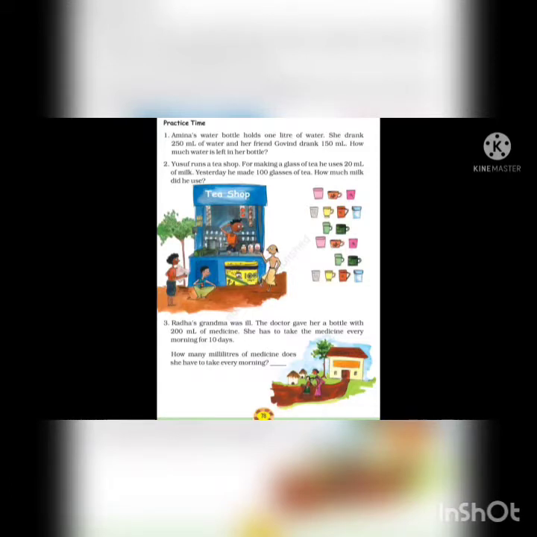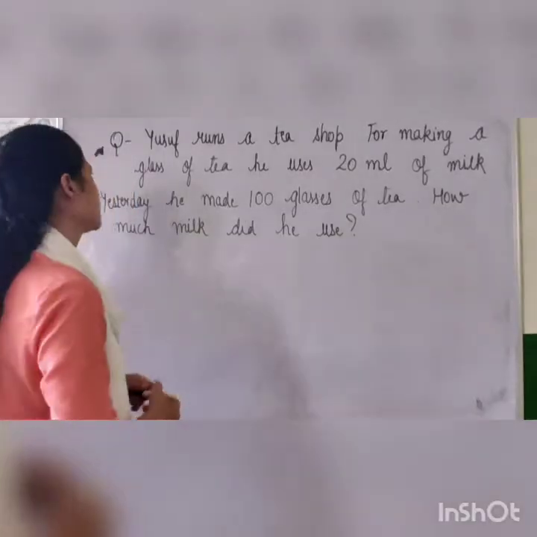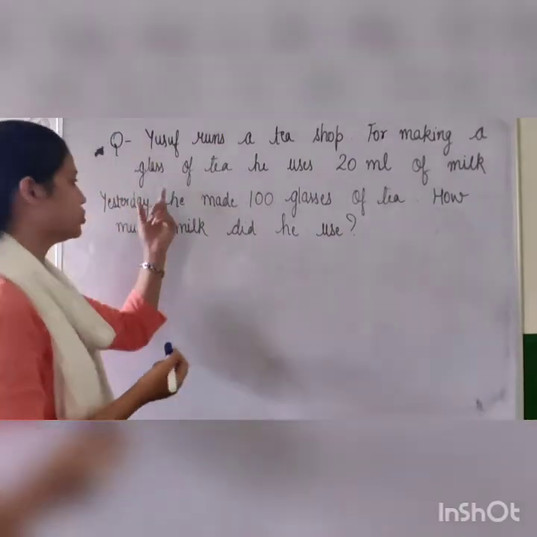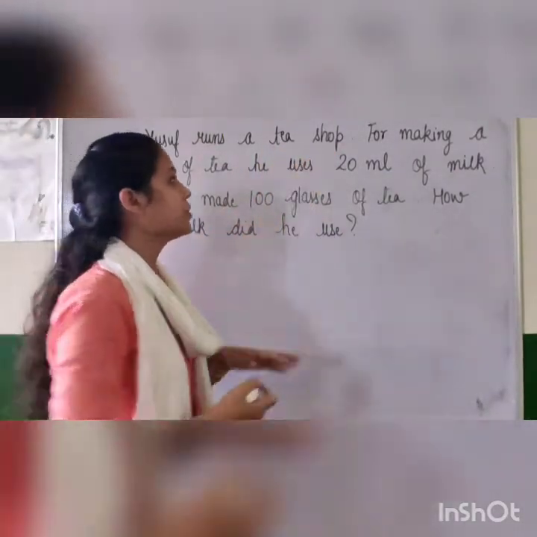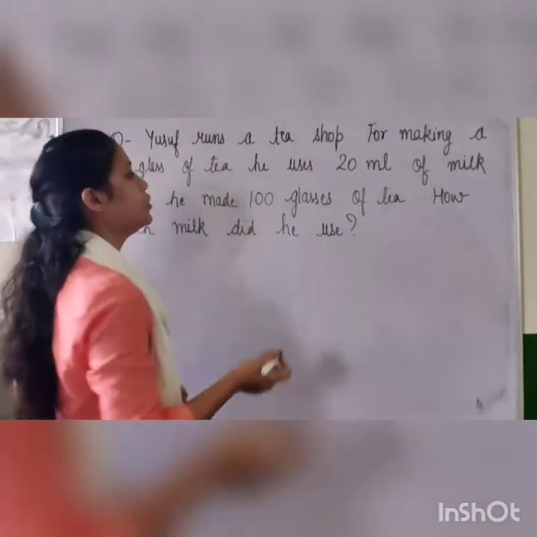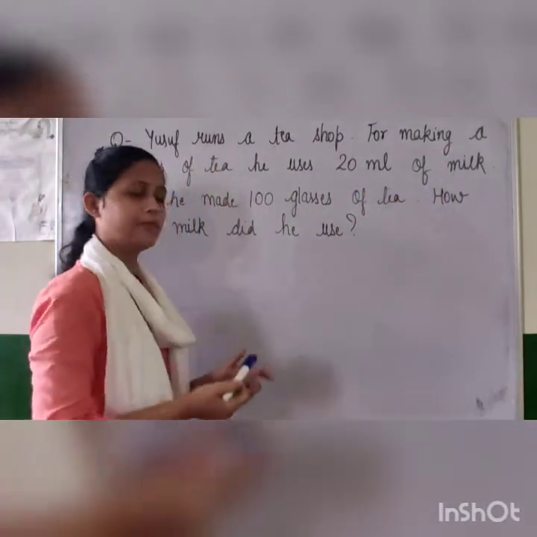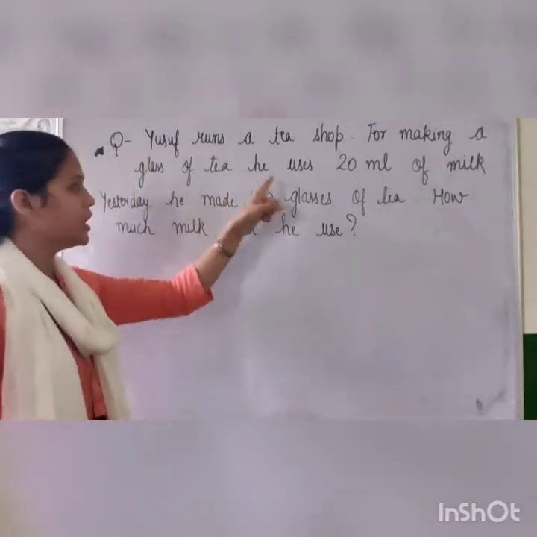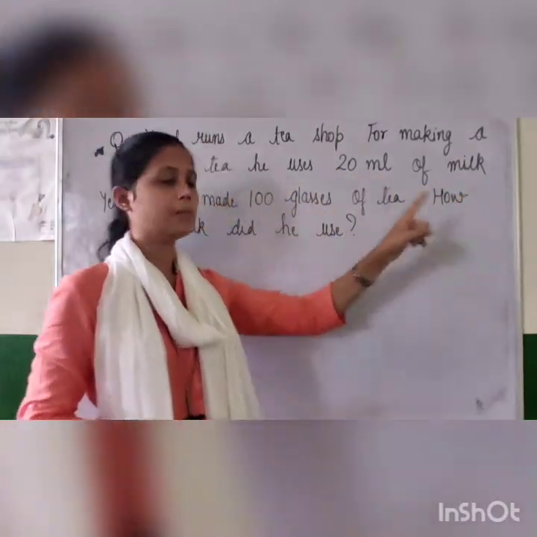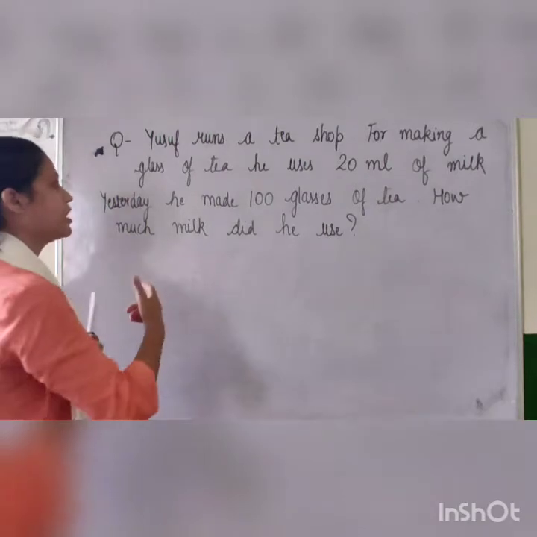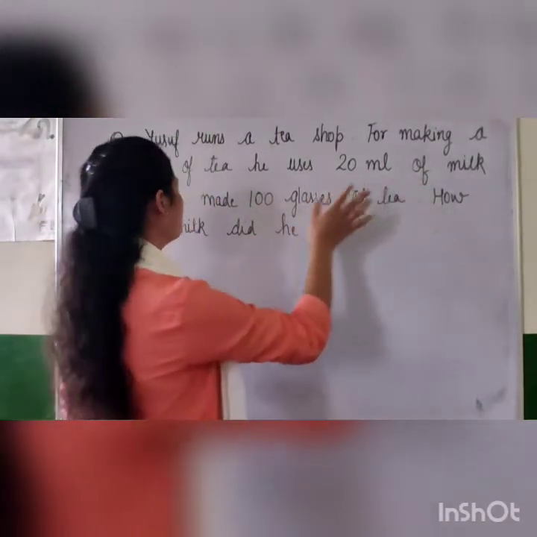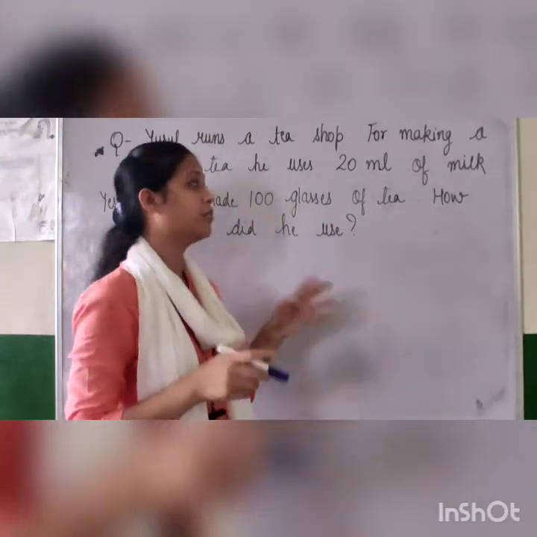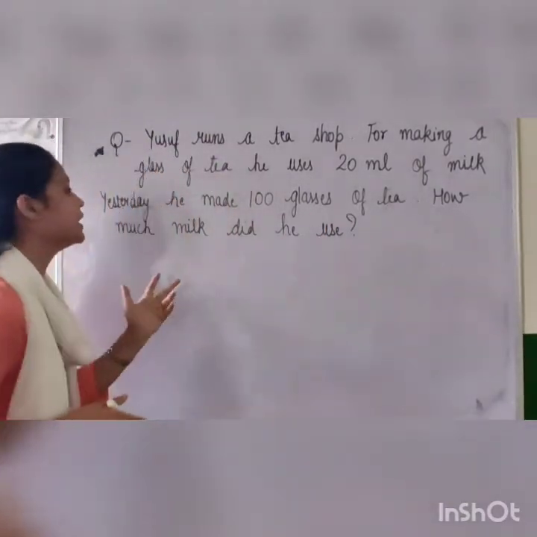Let's do them. So the question is, Yusuf runs a tea shop. There is a boy named Yusuf who is running a tea shop. For making a glass of tea, he uses 20 ml of milk. A glass of tea means one glass of tea, so for making one glass of tea he needs 20 ml of milk. Yesterday he made 100 glasses of tea. How much milk did he use?